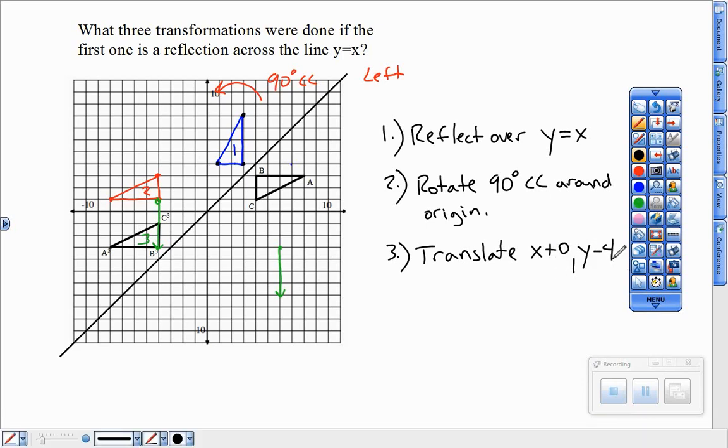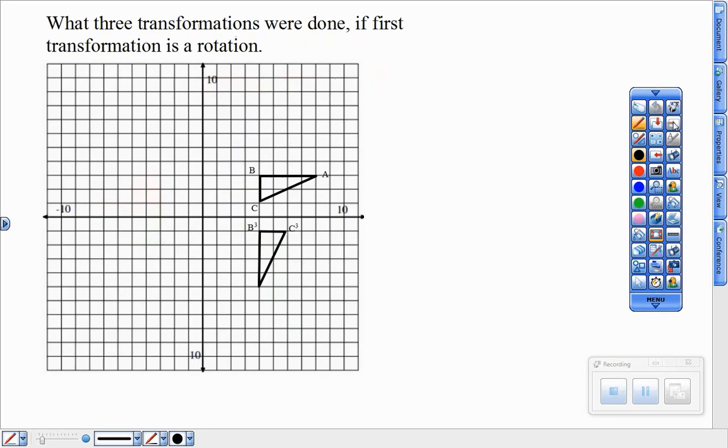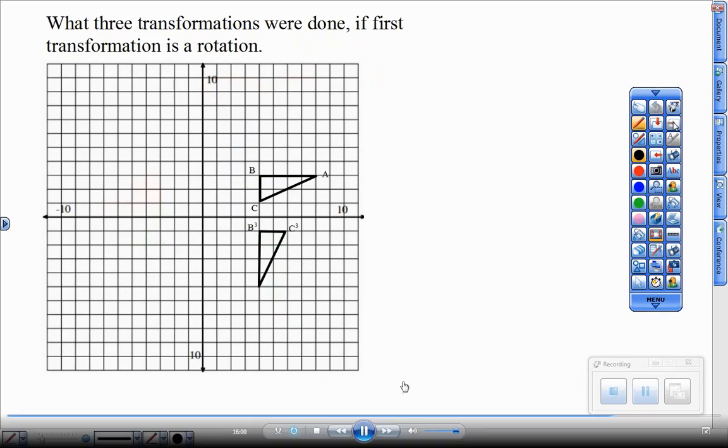Okay, the last one. I want you to try this on your own. Good luck. You're going to do a rotation. And my advice is to maybe not rotate to the right, clockwise. Rotate this 90 degrees counterclockwise. I think that's what I did. Good luck.